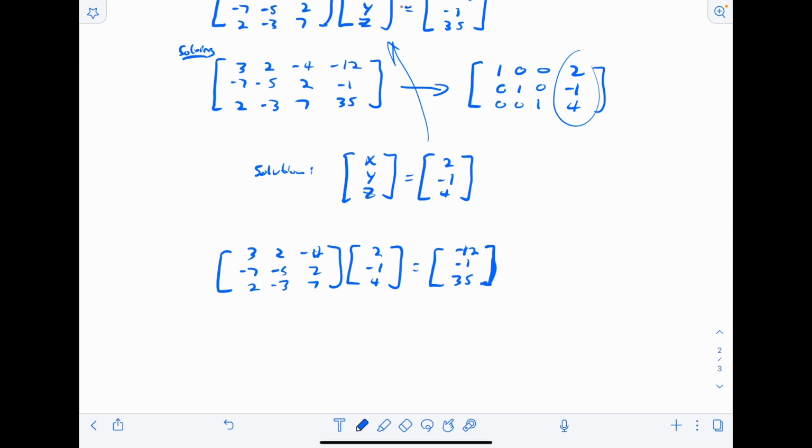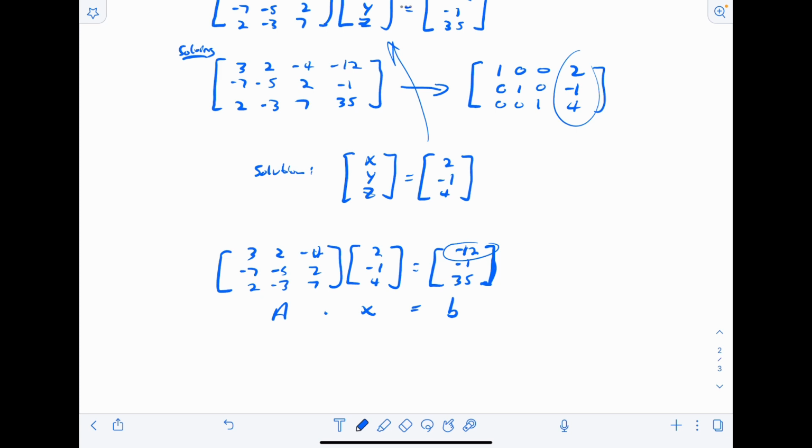Now, if I did matrix multiplication on the left side, 3 times 2 is 6. 2 times negative 1 is a negative 2, which brings me to 4. And then 4 minus 16 is negative 12, the answer on the right side. So again, just that idea that we can write our systems as matrices in the form A times X equals B.